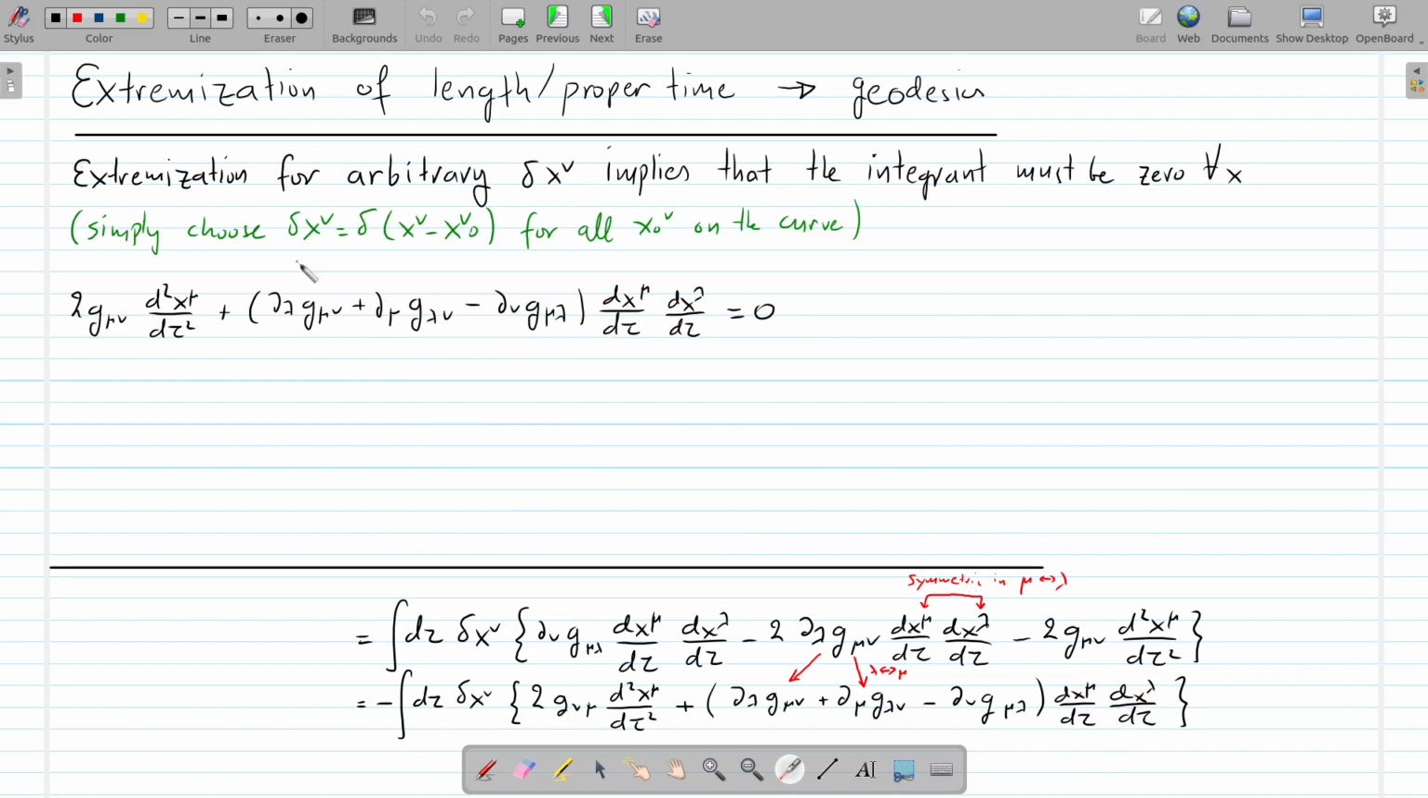So, since extremization is for arbitrary delta x nu, that implies that the integrand is also equal to 0. And of course you are very used to that when you do variations of the action in classical mechanics, but let's remember why this is true. Since this is true for any variation, we can take the limit where the variation is only non-zero at a particular point, and then do that for all such variations. So then the integrand here will be 0 at all points along the curve.